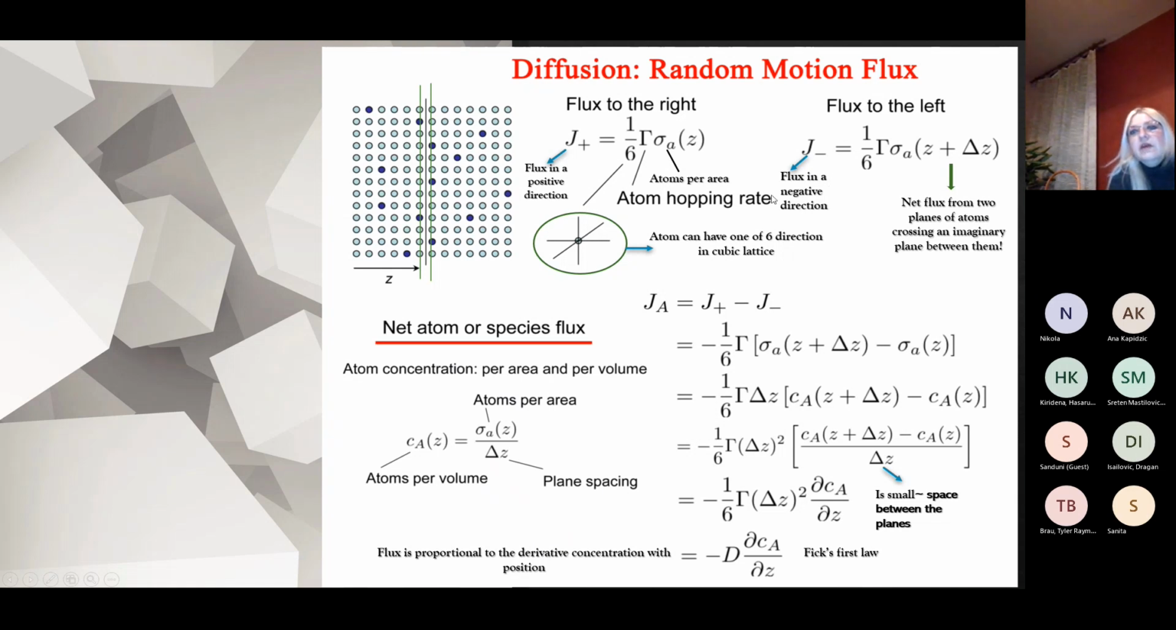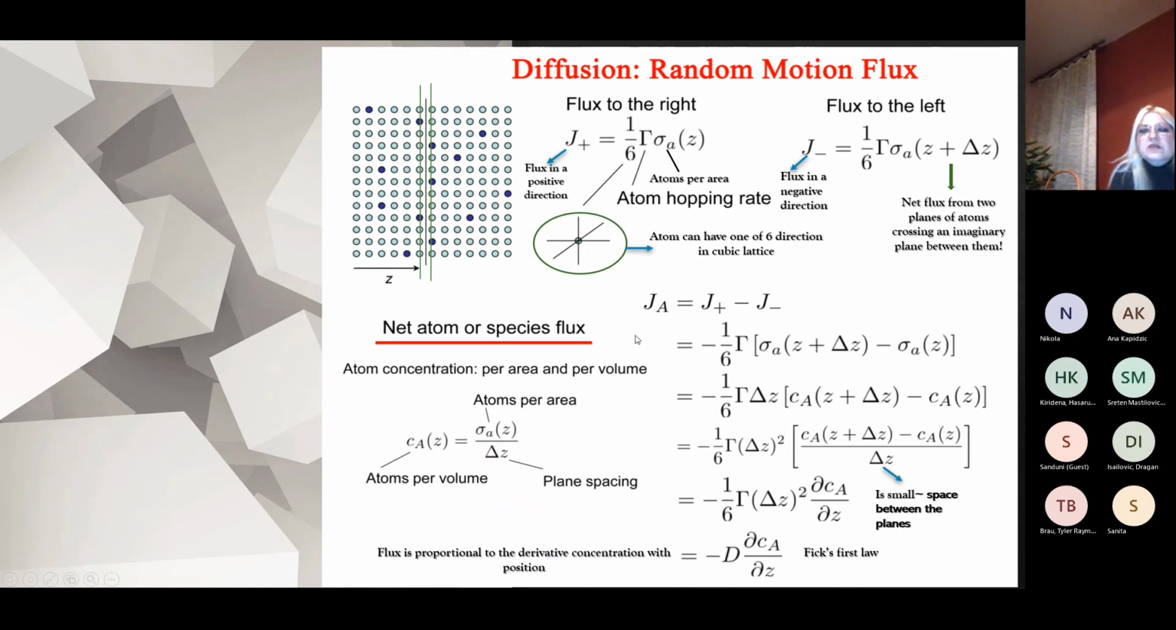The flux to the left side, or the negative direction of the flux, will be basically the same expression, just now we're going to have Z plus delta Z. And that's the net flux from the two planes of atoms crossing an imaginary plane between them. If we take these two planes, the atoms can move across this imaginary plane, and the distance between the two planes will be delta Z.